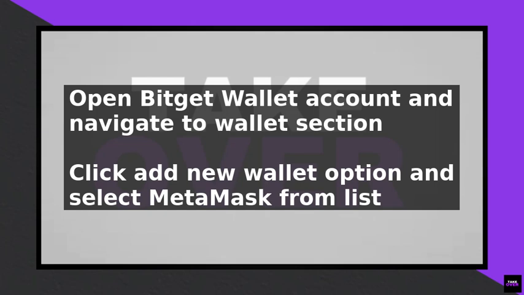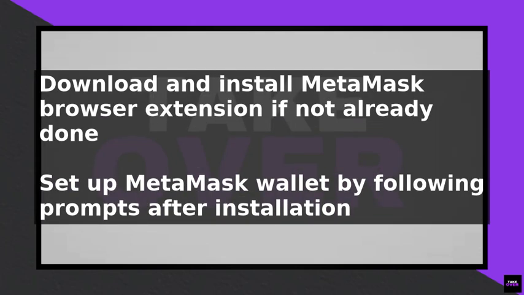Once installed, click on the MetaMask icon in your browser and follow the prompts to set up your MetaMask wallet. After setting up your MetaMask wallet, go back to your Bitget Wallet account and click on the Add Wallet option again. This time, select MetaMask and you will be given a QR code to scan.